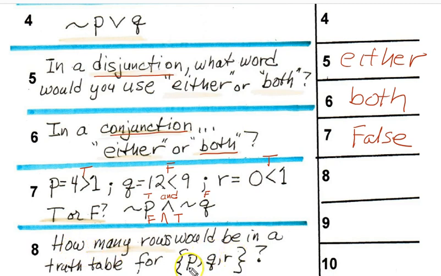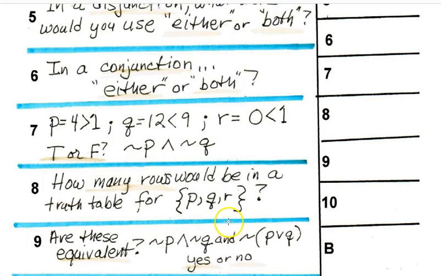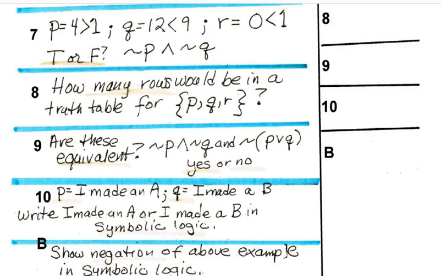Now, number 8, we have 3 elements, and the rule is 2 to the nth power, which would be 2 to the 3rd power, and the answer is 8. That was the same rule we had for number of subsets. Now remember, for a proper subset, you had to subtract 1. So that was 8. All right, well, let's go on to the last few. Are these statements equivalent? And the answer is yes. This is part of De Morgan's law.